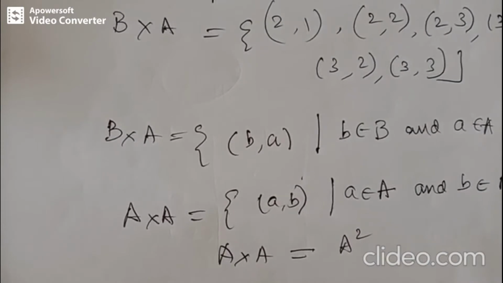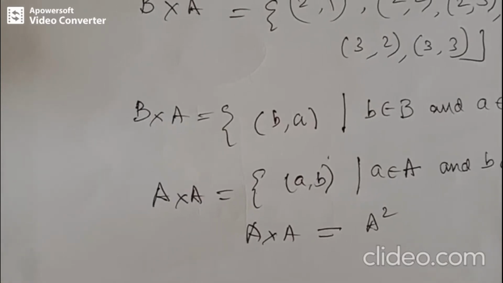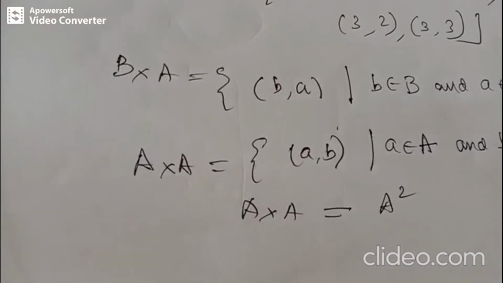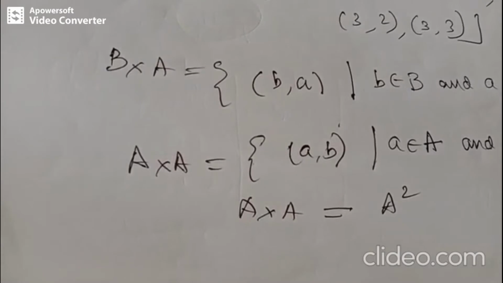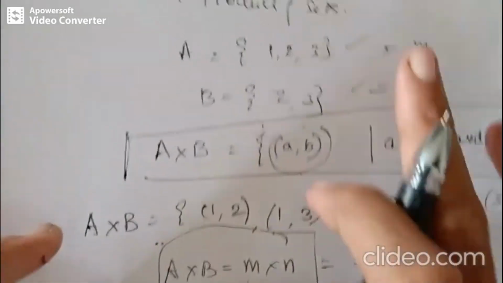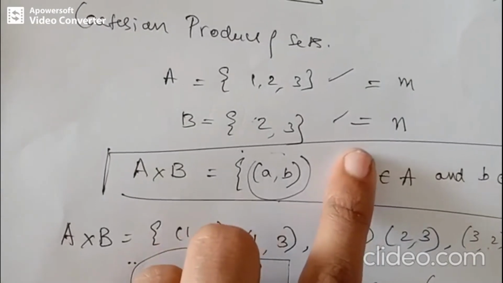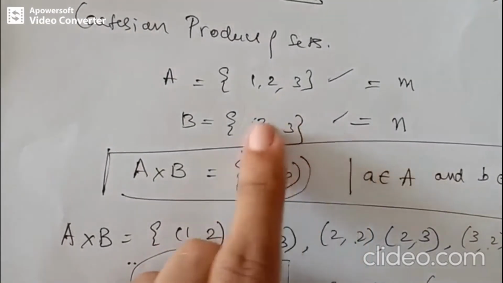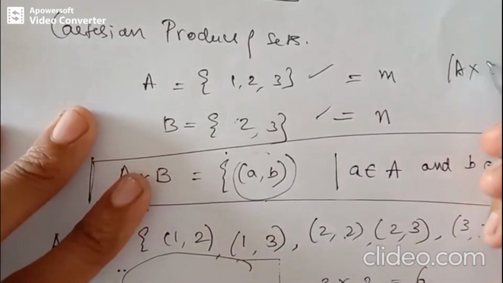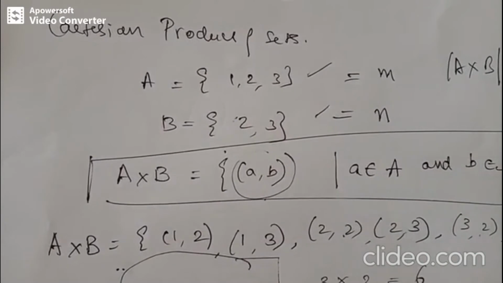Okay, so now let's move into some problems related to them. We have a standard definition: if A and B are finite sets, and modulus A, that is the number of elements in A, is M and the number of elements in B is N, then A cross B is a finite set with the modulus of A cross B being MN. This is the standard rule and we have also proved this rule.